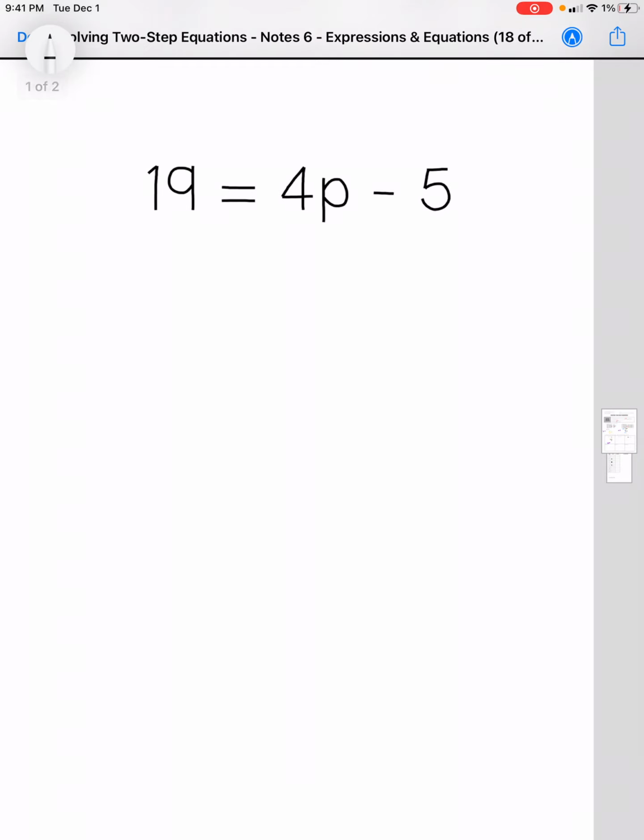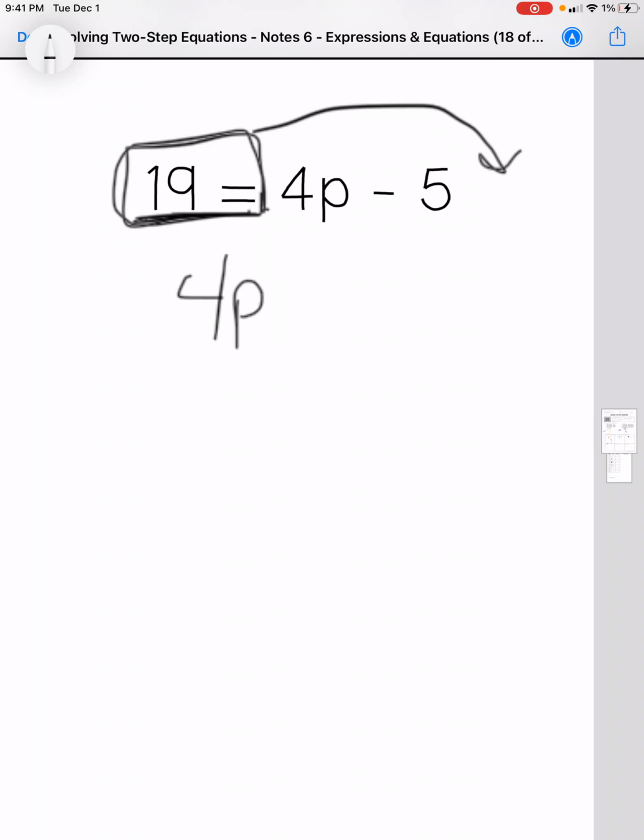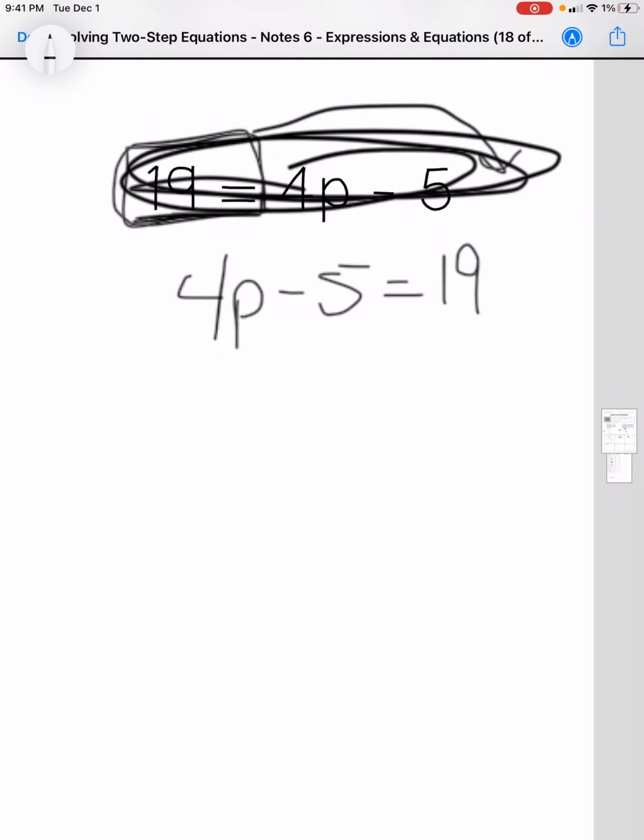Well, I know you guys don't like when the variable's on the right side, so I'm going to move it to the left side. Remember, we can do that, okay? All we do is take what I'm boxing in here, okay, and put it over here. So the new problem becomes 4p minus 5 equals 19. So we'll get rid of all that, okay?